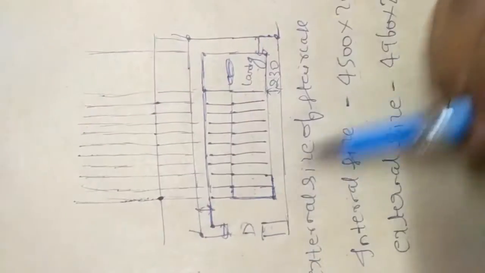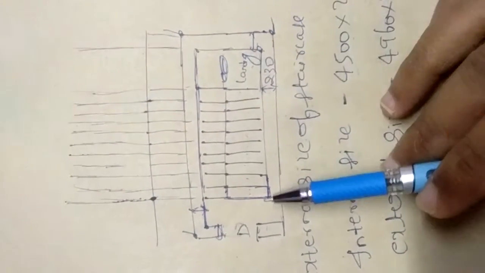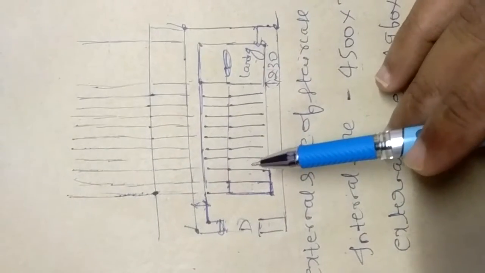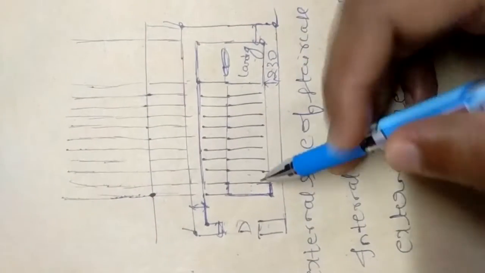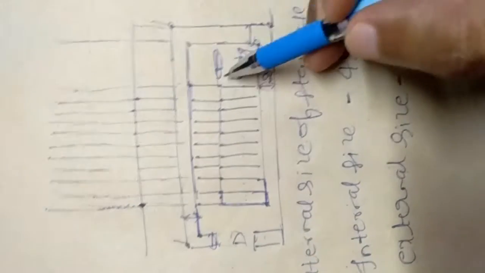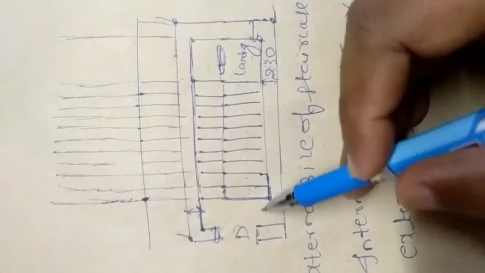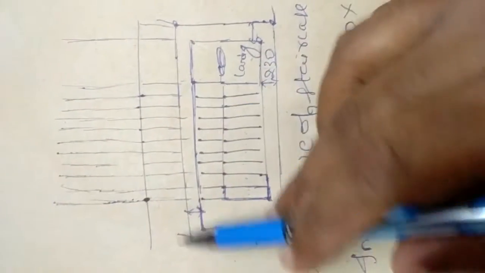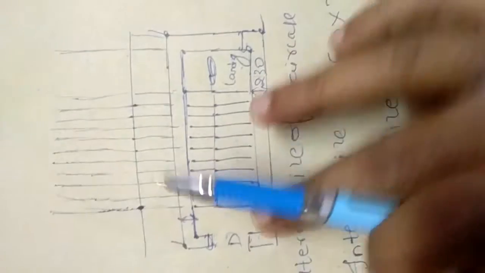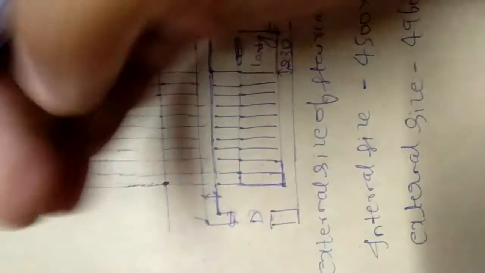So from the previous video we had seen the external size of the staircase and the internal size of the staircase. Okay, so how to draw these steps, the landing, the width of the landing, the width of the step and all. This is the complete staircase plan we have drawn. So how to draw the section here?